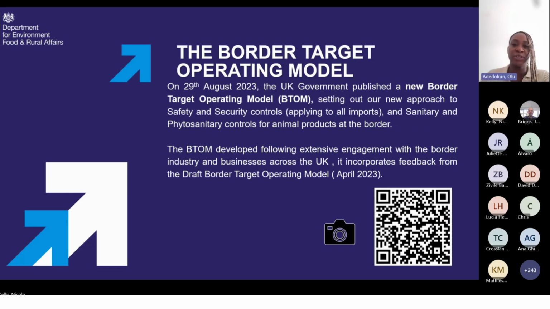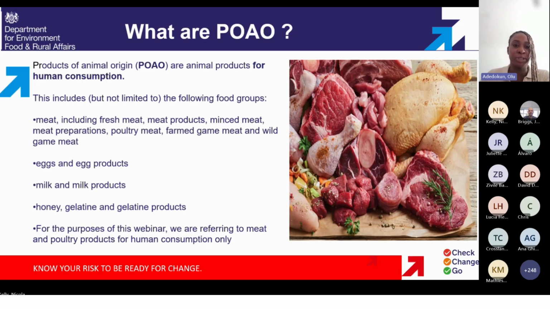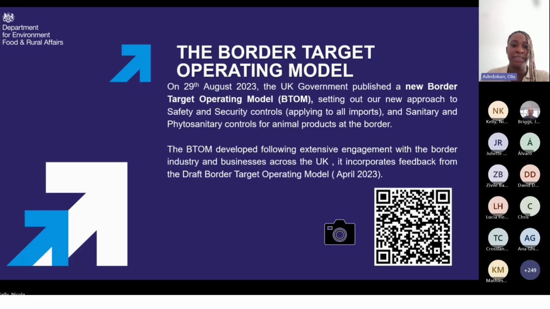So to give you an introduction to the Border Target Operating Model, we'll start with just explaining what products of animal origin are. And specifically for this session, we are referring to products of meat and poultry only. As all of you will probably know, products of animal origin are for human consumption only. And this includes the meat products that are listed within the slide, eggs and egg products, milk and milk products, honey, gelatin and gelatin products as well.